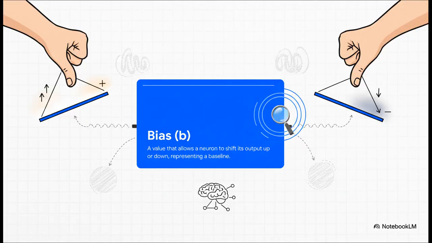Next piece of the puzzle is something called the bias. A good way to think of it is like a little thumb on the scale for each neuron. It's this extra number that gives the neuron a starting point, a baseline tendency to say yes or no, even before it looks at any of the inputs.